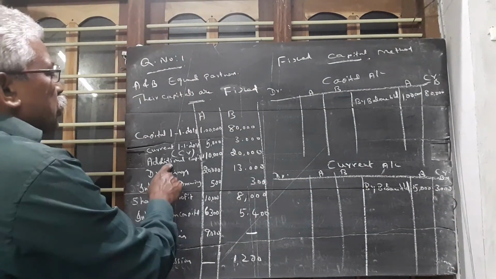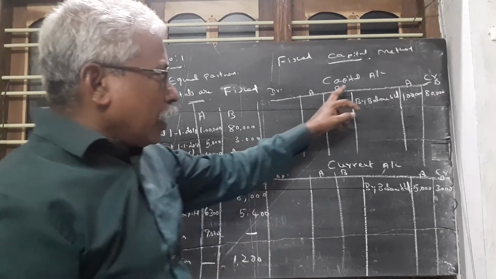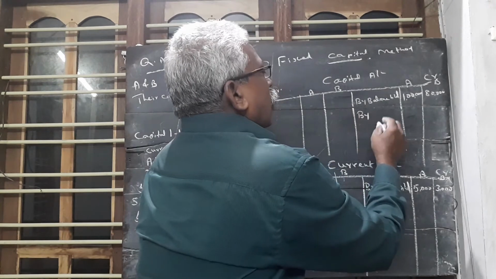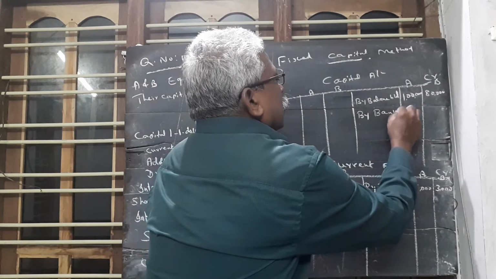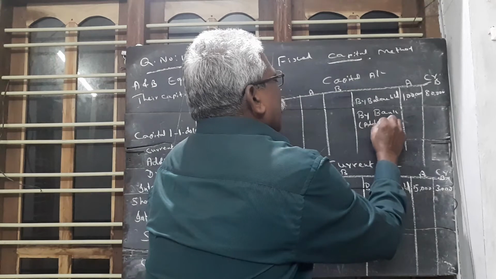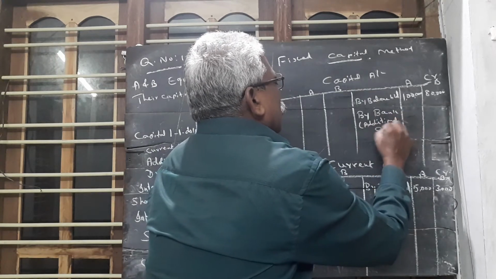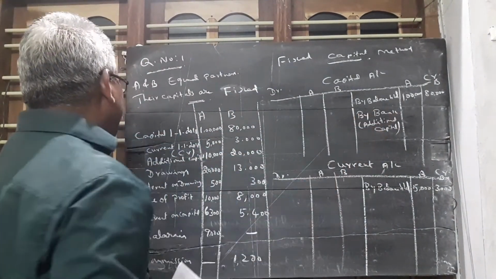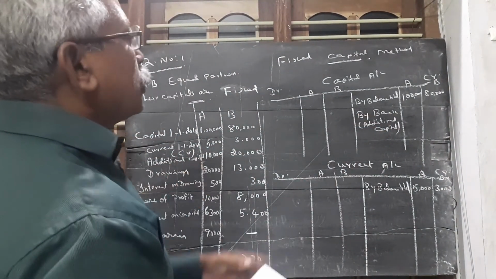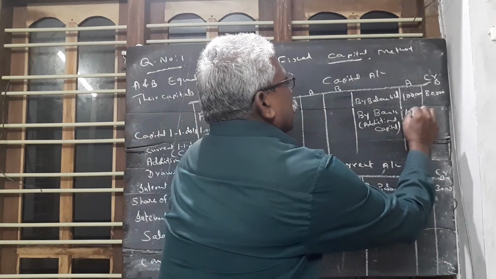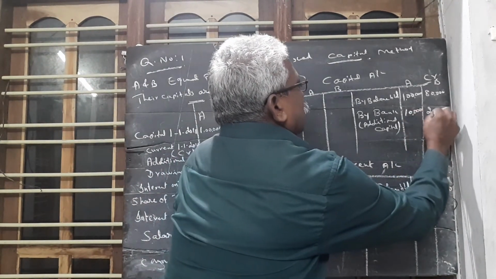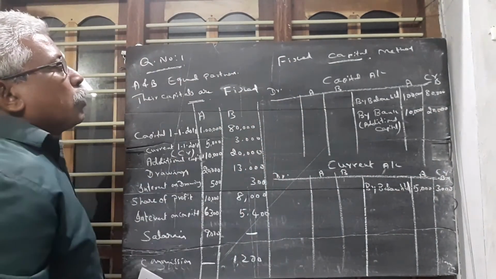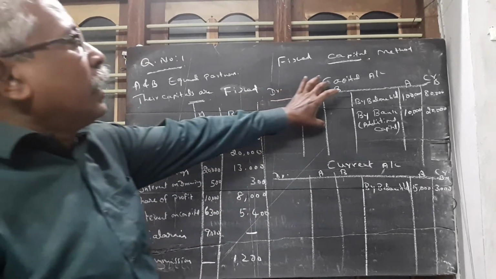Then additional capital. The additional capital comes in the capital account by cash or by bank. In bracket we can write this as additional capital. By bank account, how much amount? 10,000. In B's column, 20,000. Then only these two pieces of information come in the capital account.